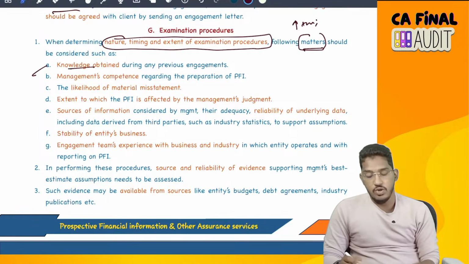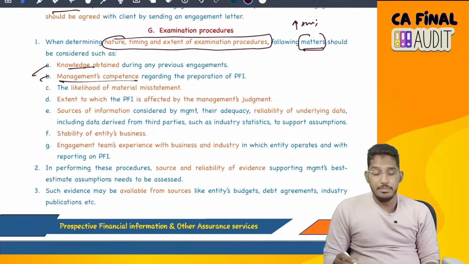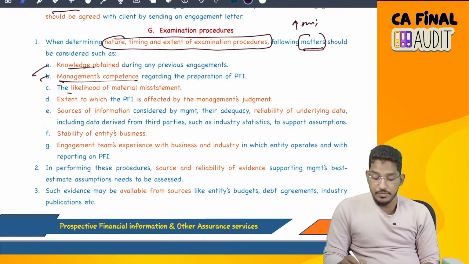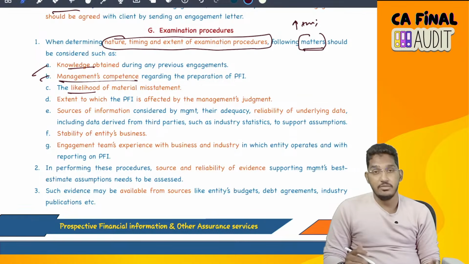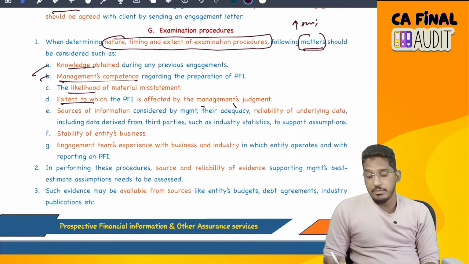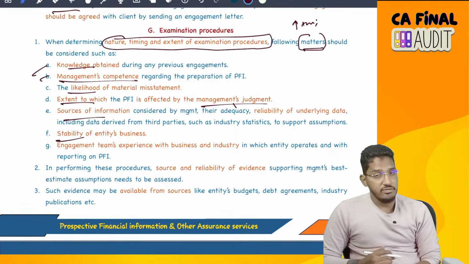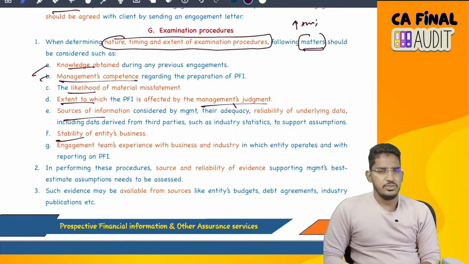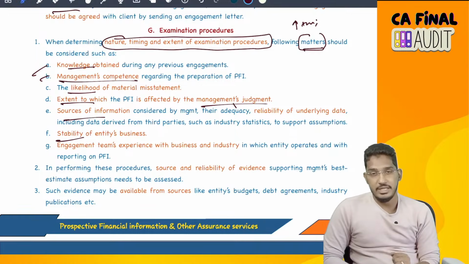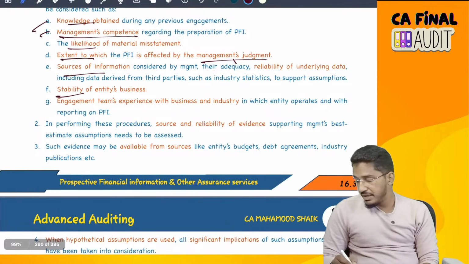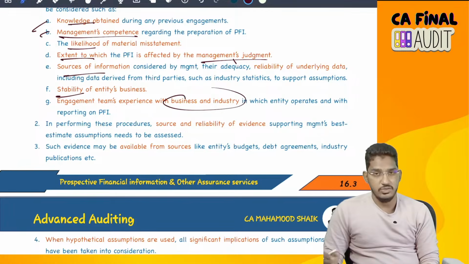What are they? It depends on what knowledge you have obtained from the previous engagement. You have to keep into consideration whether management is capable. Does the management have enough competence to prepare that prospective financial information? And what is the likelihood of misstatement? If the risk is high, more procedures. Extent to which it is affected by management judgment, more the judgment, more will be the risk. And sources from which management has gathered the information, whether those sources are reliable. And stability of the entity's business. In case of a stable business, okay, to some extent fine, prospective financial information will be less risky. In case of unstable businesses, like companies continuously facing losses, a little bit more risk will be there. And engagement team's experience with the business and industry, your past experience also you have to consider.